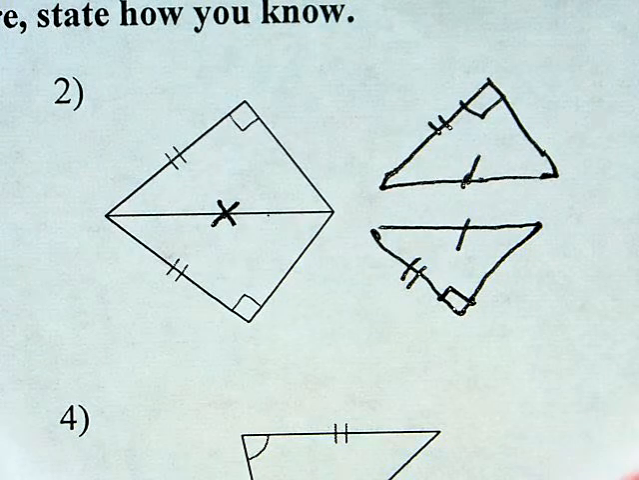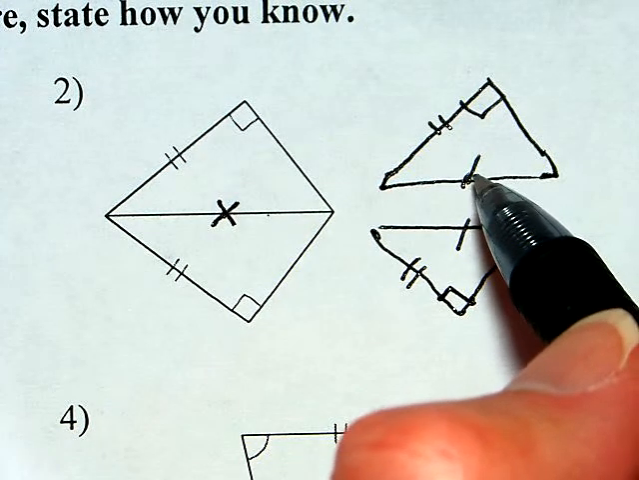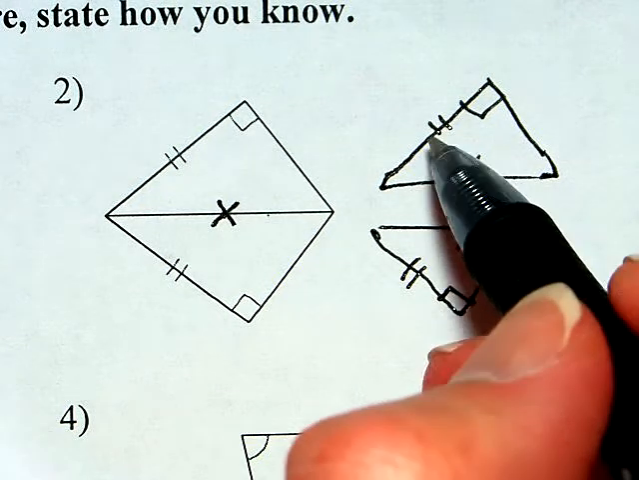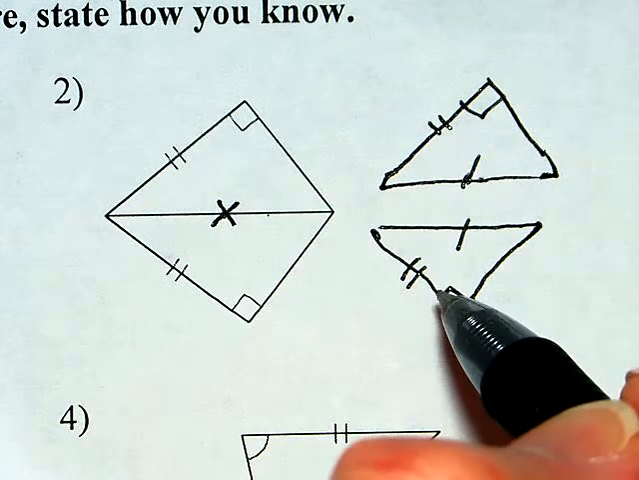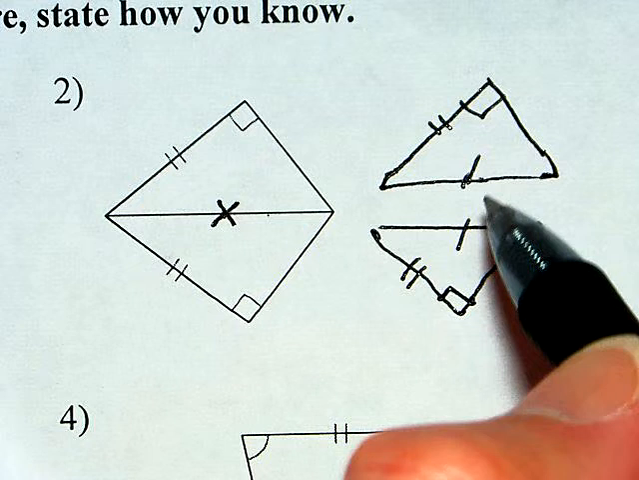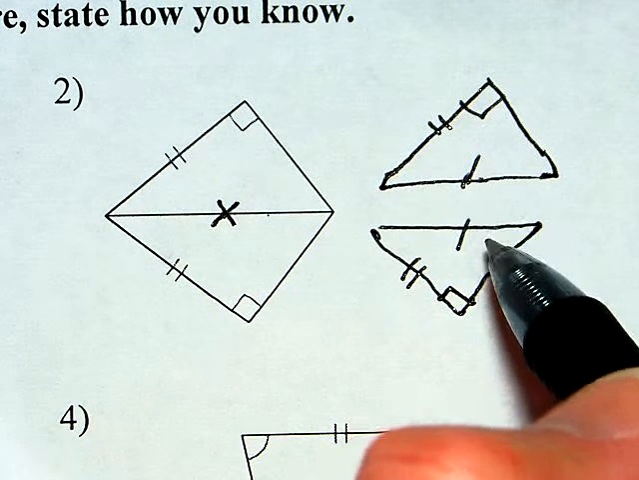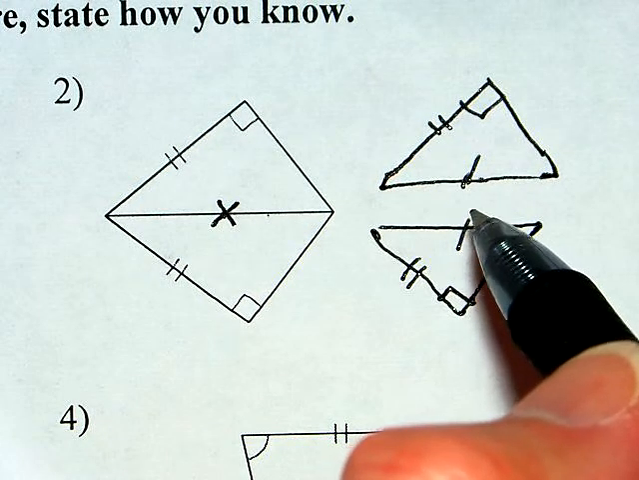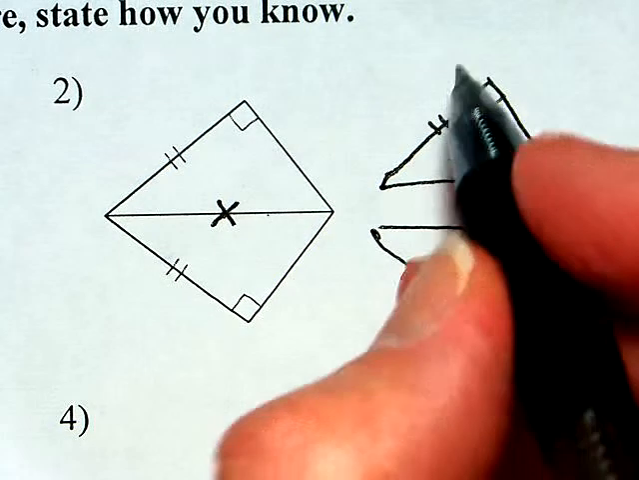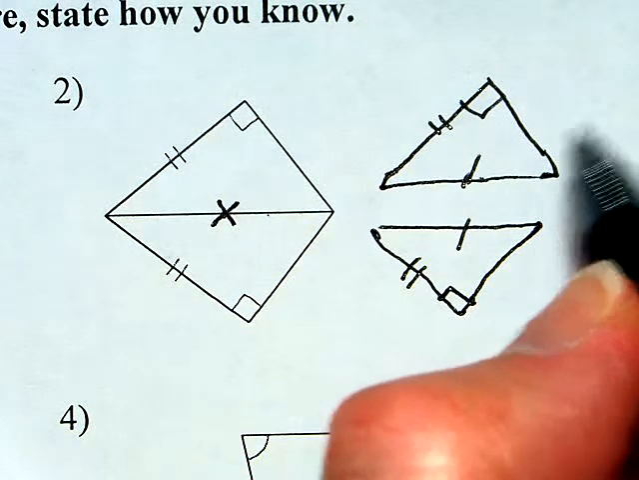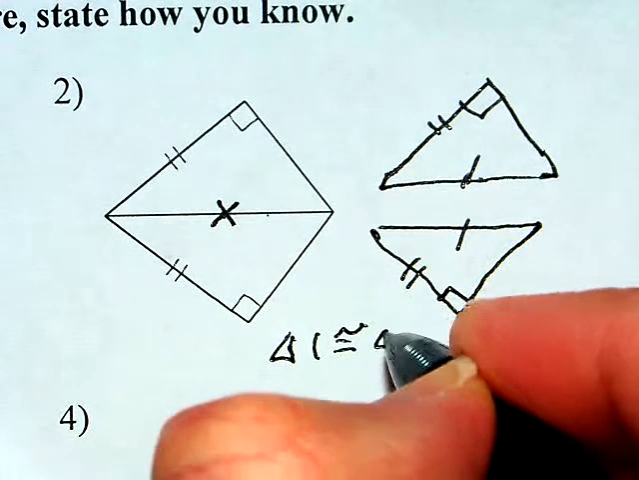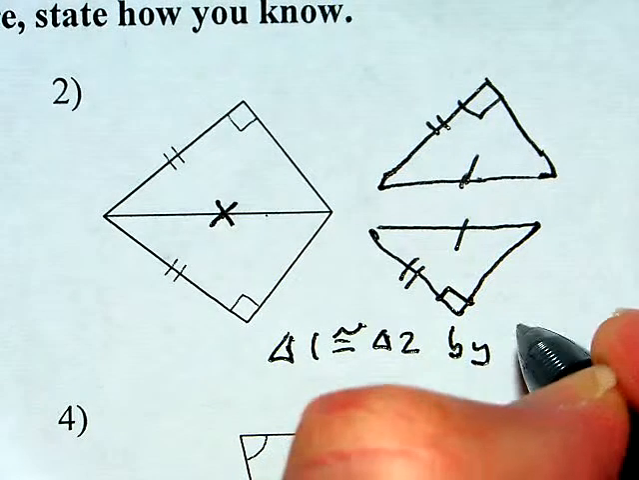So on the top, we have hypotenuse congruent to hypotenuse, and we have leg congruent to leg. So we have corresponding hypotenuses and corresponding legs of the two triangles that are congruent to each other. They are both right triangles, so this is congruent. These two triangles are congruent. So triangle 1 would be congruent to triangle 2 by hypotenuse leg.